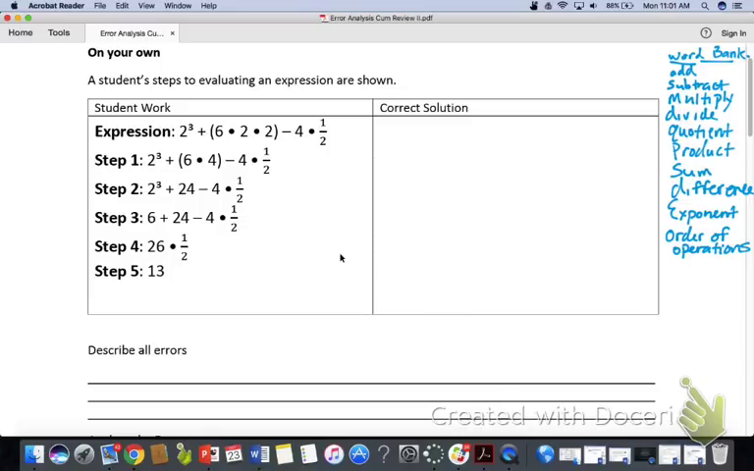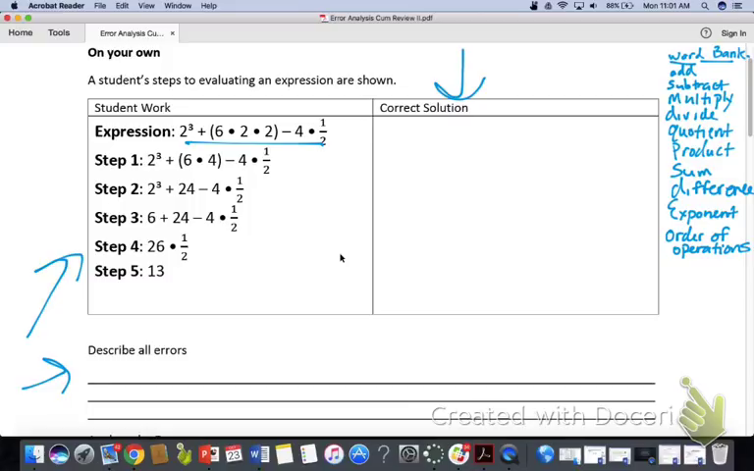A student's steps to evaluating an expression are shown, and it shows you the student work right here. This is what they did. They started with the expression and they were solving it. Then down here it says describe all errors. Now, this is really important because it doesn't only want you to come up with the correct solution, but it wants you to describe the errors using math vocabulary, okay? And that's where things get a little bit difficult because there's specific expectations for this.